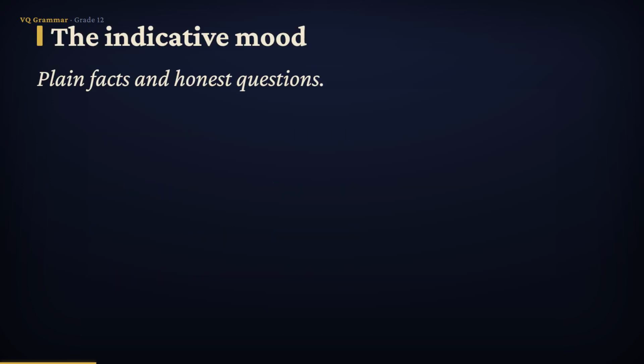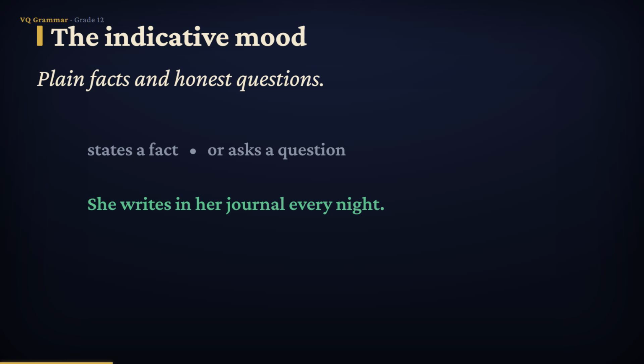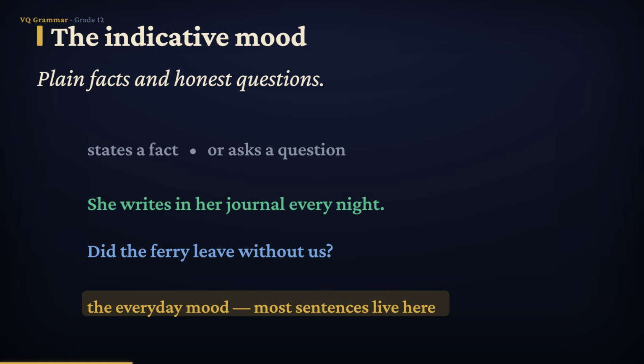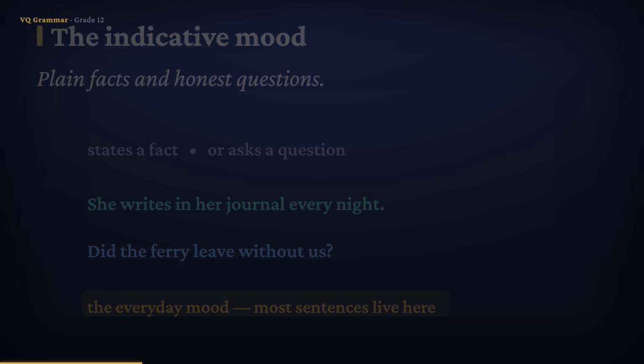Start with the mood you use constantly without thinking, the indicative. The indicative mood either states a fact or asks a question. When I say, "She writes in her journal every night," I'm stating something as a fact. And when I ask, "Did the ferry leave without us?" That's still indicative. A genuine question about the real world counts too. This is the everyday mood. The overwhelming majority of your sentences, spoken or written, are sitting quietly in the indicative.